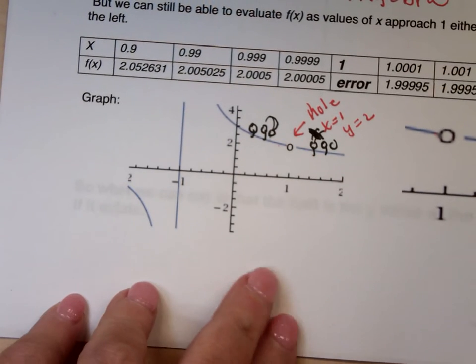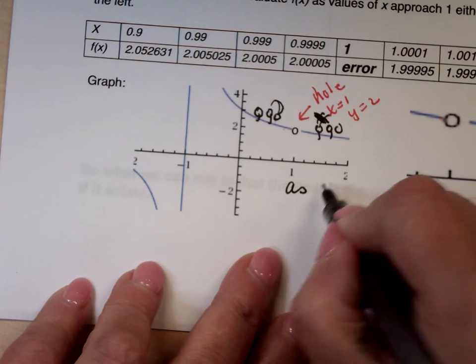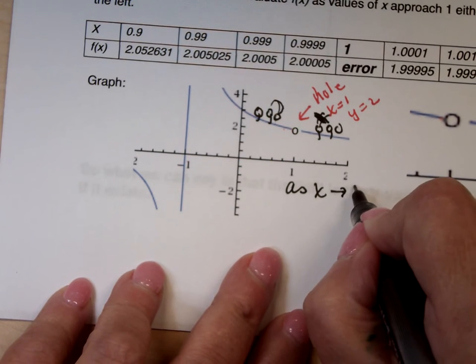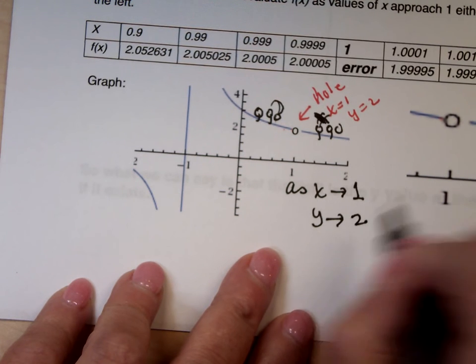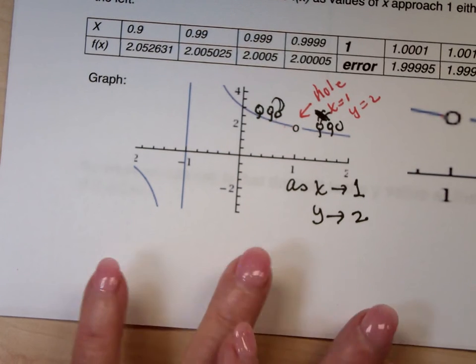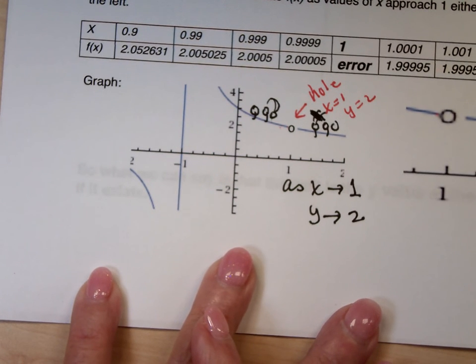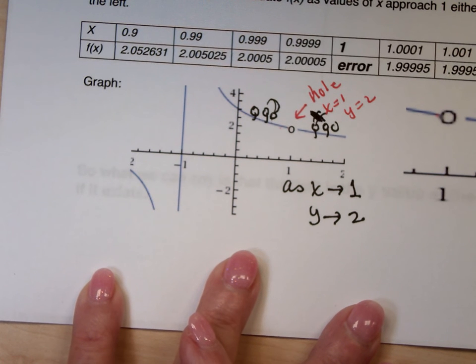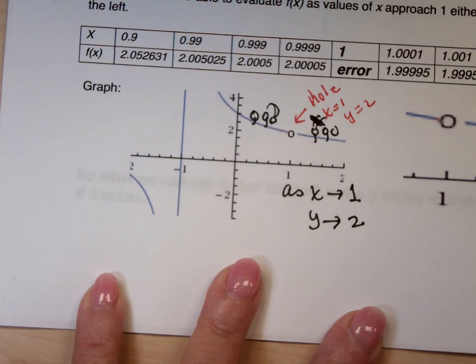So this would say, as x goes to 1, y appears to be going to 2. That's your limit. So a hole in a graph doesn't negate the fact that there is a limit. You may have reached it before you reach yours.